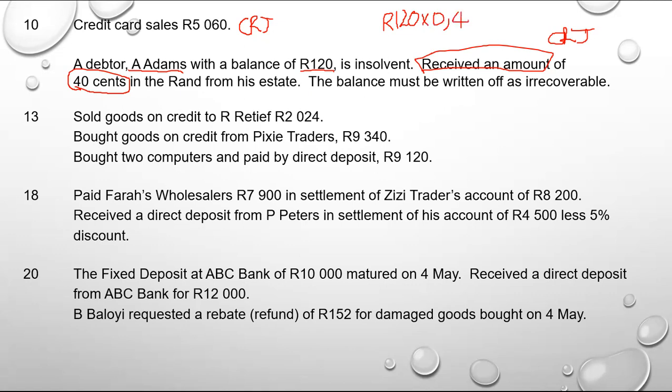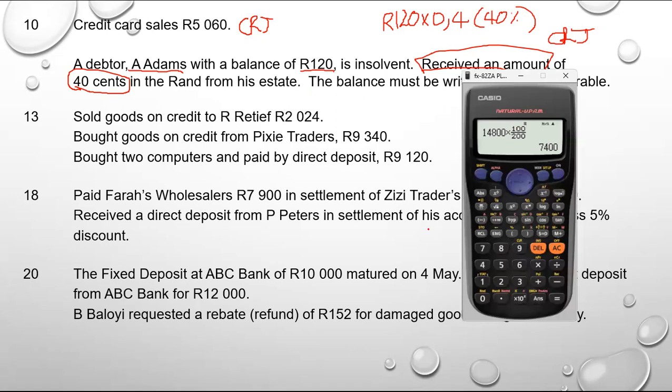Or you can simply take that and multiply it by 40 cents, which is the same as 40%. Okay, just multiply it by 40%. Let's see how much we get, because I have to be thorough here. I don't want people making mistakes. So you're going to take 120, you multiply it by 40, and then you go to your calculator, you press shift, and then you press the percentage, it'll give you the value, which is 48 rand. That's how much we received.